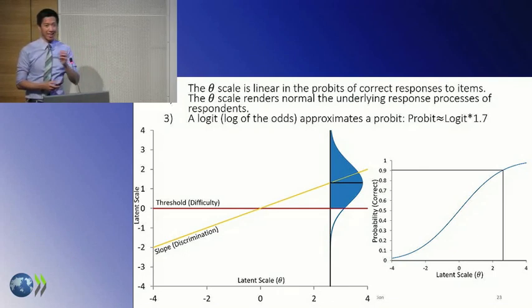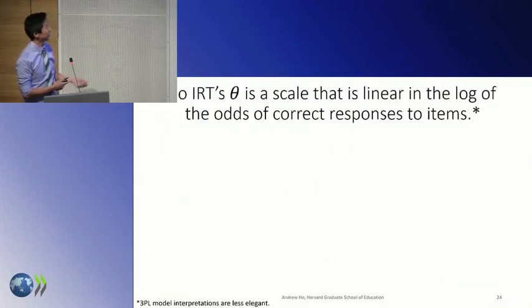So there is an admittedly arcane argument for an equal interval scale underlying these distributions. IRT is essentially a scaling model. So, in sum, IRT's theta is a scale that's linear in the log of the odds of correct responses to the items. There is an equal interval interpretation. It's not a very good one.